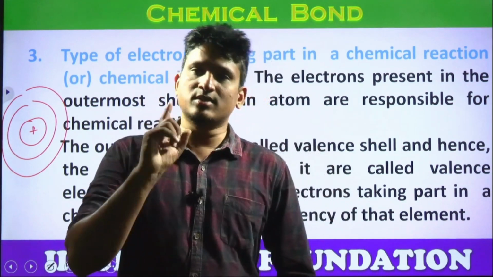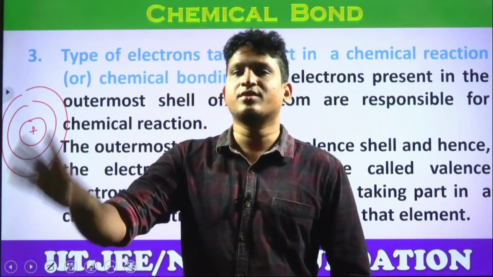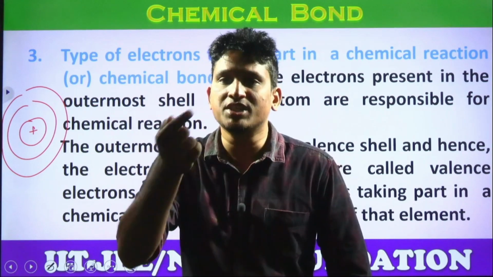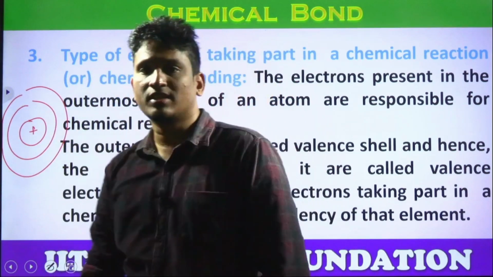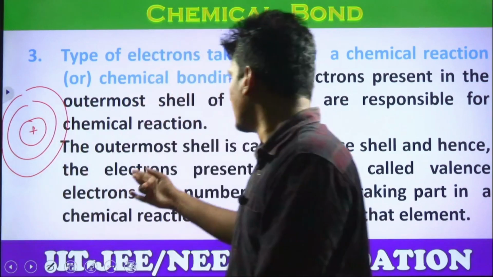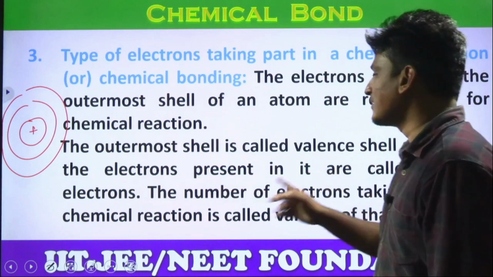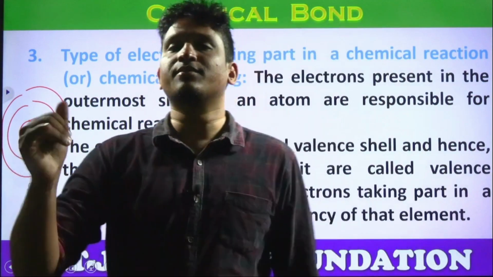Sodium. Sodium contains only 1 electron in the valence shell. Yes or no? It wants to lose that electron. So that electron participates in the bonding. Understood? It depends upon the configuration. How much is needed? That many electrons participate in the bonding. That is called valency. Got the clarity? The outermost shell is called the valence shell, and hence the electrons present in it are called valence electrons. The number of electrons taking part in the chemical reactions is called the valency of that element.